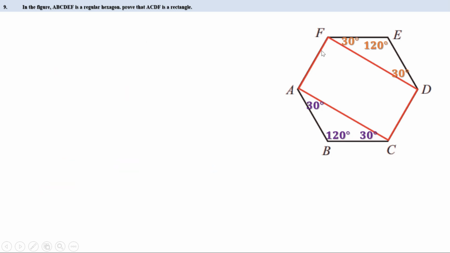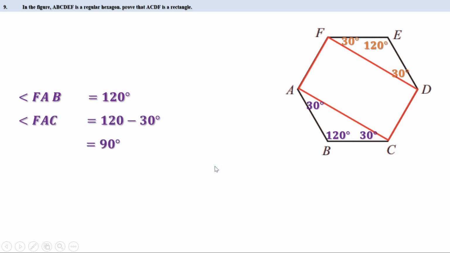Now look at angle FAB. It is an angle in the regular hexagon, therefore that is equal to 120 degrees. But that is divided into two angles, angle FAC and angle BAC. Therefore, angle FAC equals 120 minus 30, or 90 degrees.